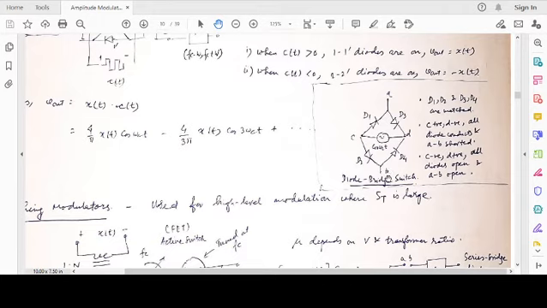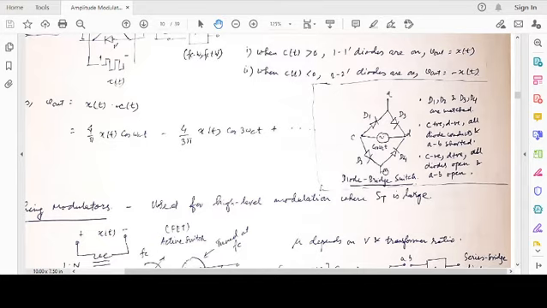Basically now what happens is, if you provide the input here, x(t), you see that when the carrier is positive, the clipped carrier, whatever it is, the positive half, like this portion, you see the signal is conducted.